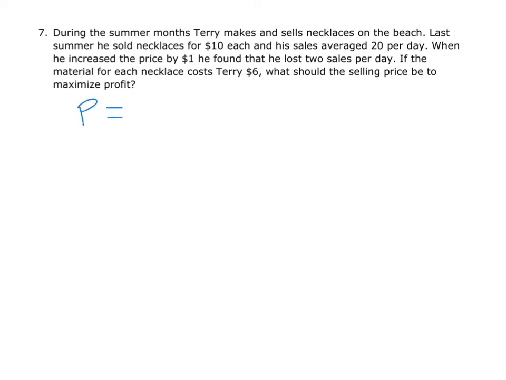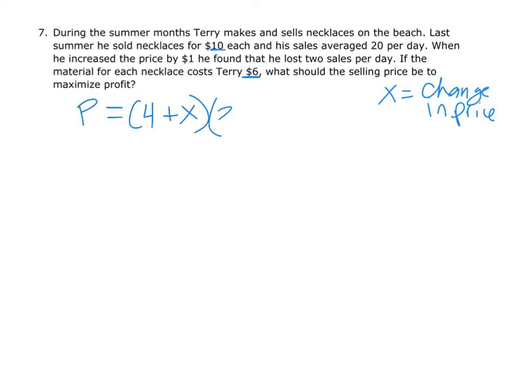So his profit equals, so I'm going to let x equal the change in price. So he sold for $10, but $6 to make it. So I'm going to go with 4. So he's making $4 plus an extra dollar for every price change, and then he's losing per day. So then 20.